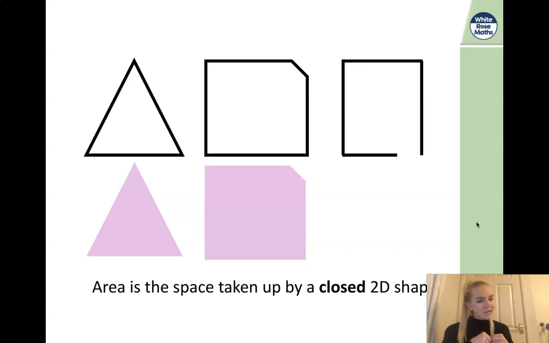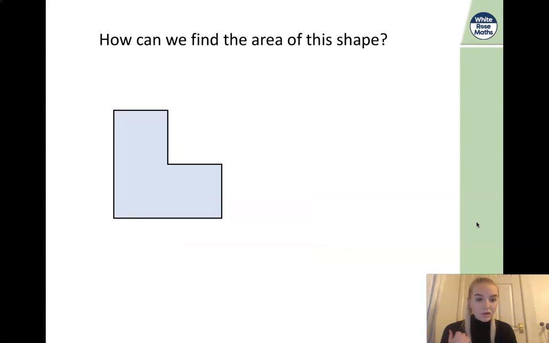So with the last example, do you think we could find the area of this shape? Give me a nod or a shake of your head. You're right. We couldn't find the area of this shape. Because, is it closed? No, it's not closed. Well done. Now, we kind of know what area is. It's the space taken up inside a closed 2D shape.